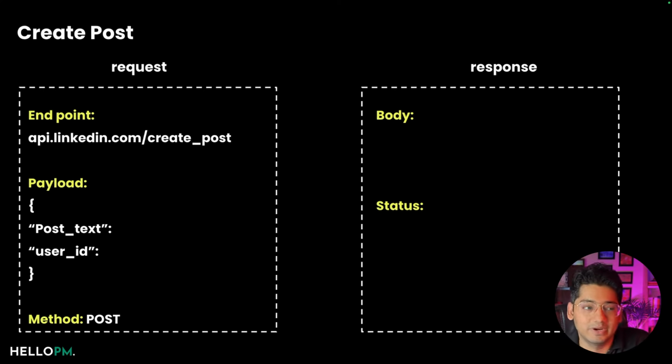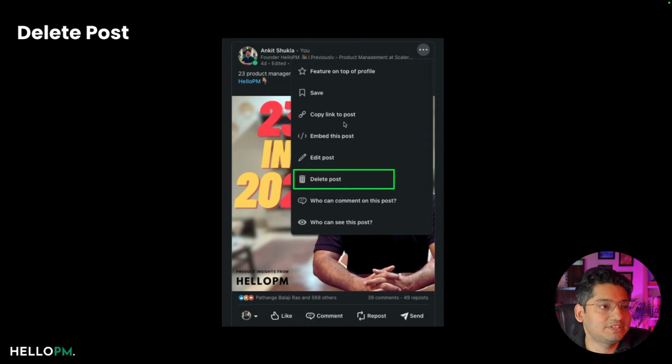If, for example, I put some characters which are not allowed, or, I think LinkedIn only takes about 500 characters, if I put 600 characters, then it will throw an error that no, it is not possible. So this is how create post will work. After this, we have delete post.